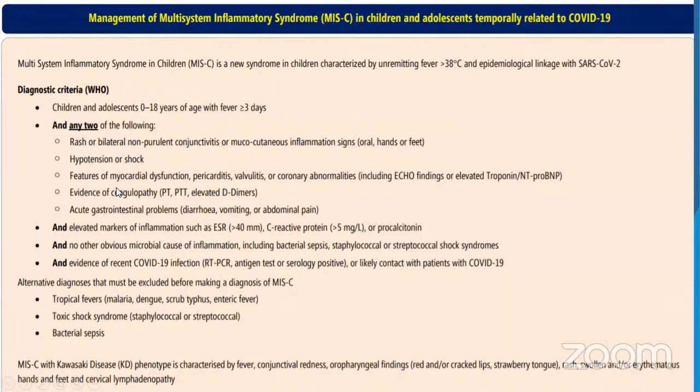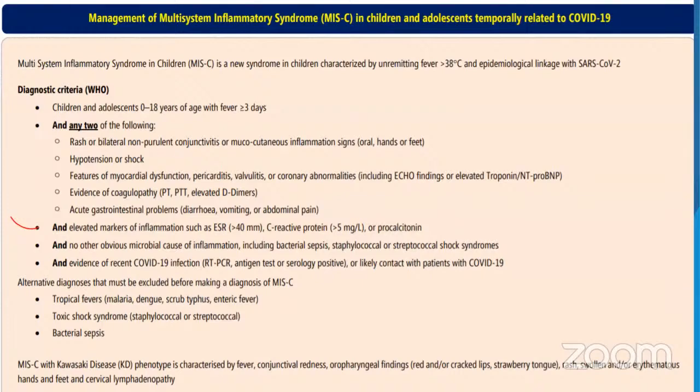There is elevated coagulopathy, with PT and APTT elevated, along with D-dimer. You can also see gastrointestinal symptoms. The inflammatory markers will be raised: ESR, C-reactive protein, and procalcitonin will be raised. There should not be any infection such as staphylococcus or streptococcus infection. Along with this, evidence of recent coronavirus infection should be confirmed. This is how the syndrome is diagnosed, and treatment should follow immediately.